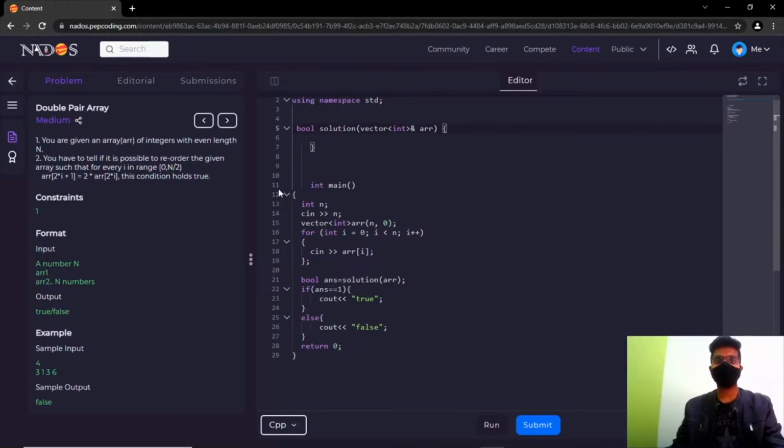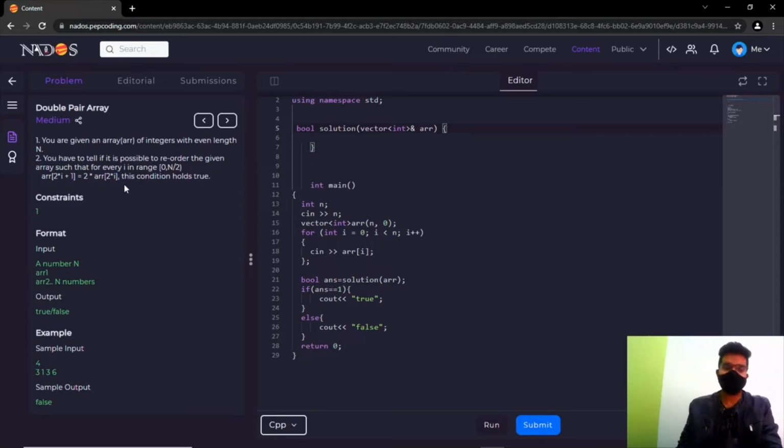In this video, we are going to discuss a very interesting problem, double pair array. In the input, we are given an array of even length. We are required to check if it is possible to reorder our array in such a way that for i in range 0 till n upon 2, that means half the array, a condition holds. If this condition holds true, then we have to print true, else we have to return false. So this is our question.